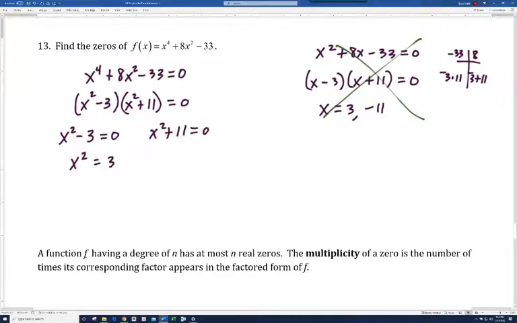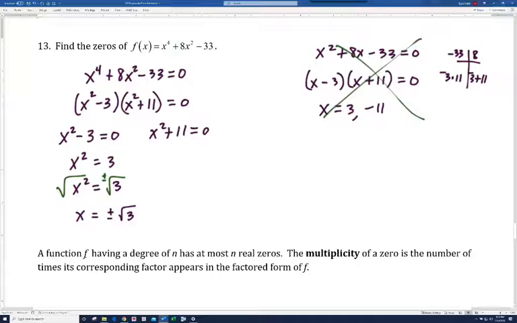And then we're going to want to take the square root of both sides to get x by itself. The opposite of squaring is taking square root. So when we do that, we end up with x equals plus or minus the square root of 3. Don't forget, when you take the square root of both sides, you've got to do that plus or minus thing. There's going to be two answers.